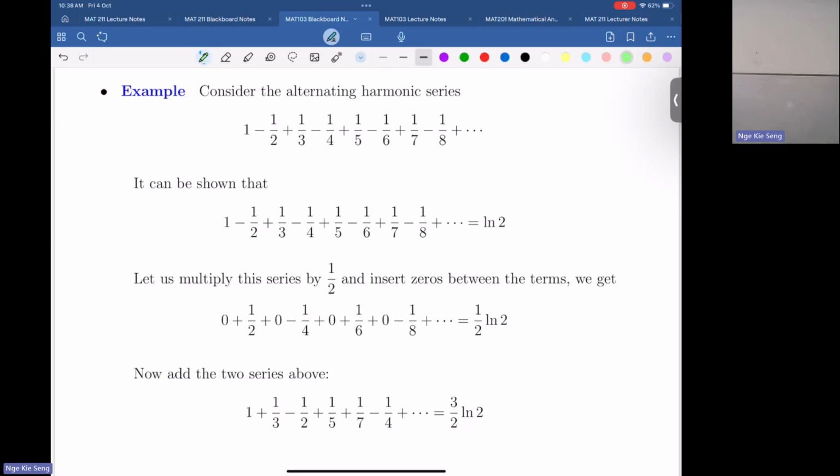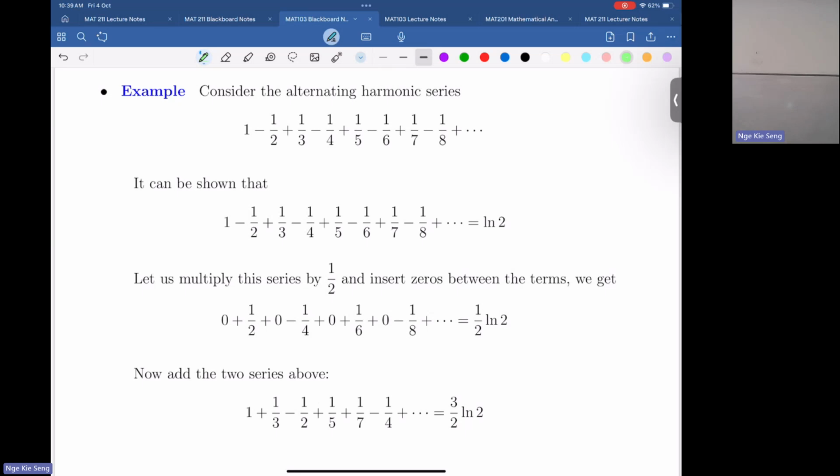But what can you play around with this series here? If you multiply half to this series, and then add 0 between the terms, what do you get? You get this series here: 0 plus half plus 0 minus 1/4. Similarly, on the right-hand side, you multiply by half and then plus 0, so you get half ln 2. What's next is you can add these two series together. For example, 1 plus 0, you get what? 1.